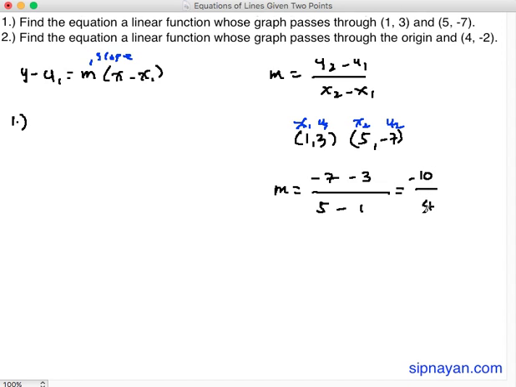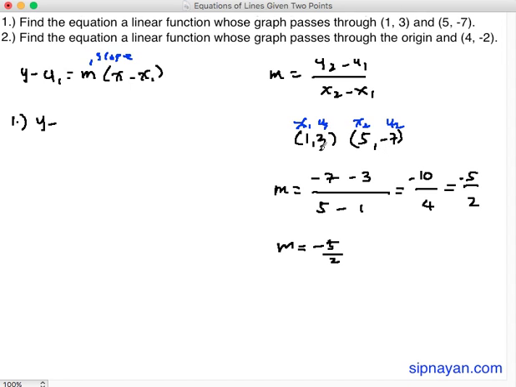Or kung i-lowest terms natin yan by dividing it by 2, by dividing both the numerator and the denominator by 2, we have negative 5. Negative 10 divided by 2 is negative 5, and then 4 divided by 2 is 2. So, ang m natin ay negative 5 over 2.